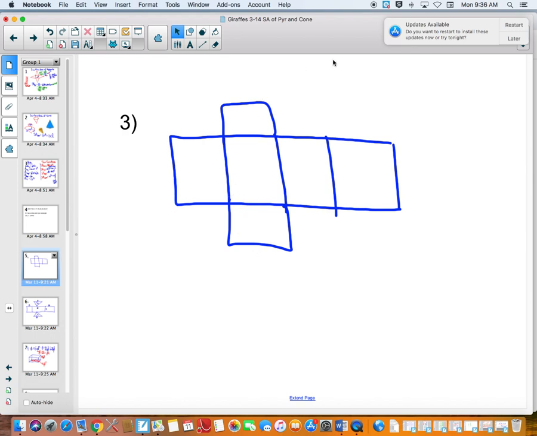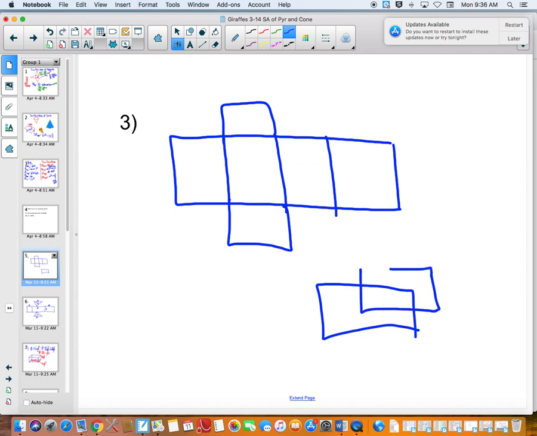So what you notice is that it was looking like a box. So what you're going to do is fold this piece down, fold that piece up, and then around would be these ones around here.